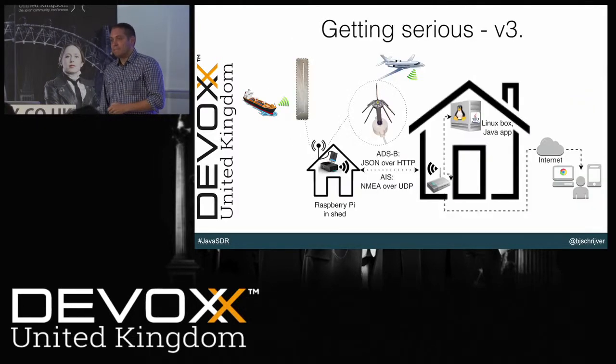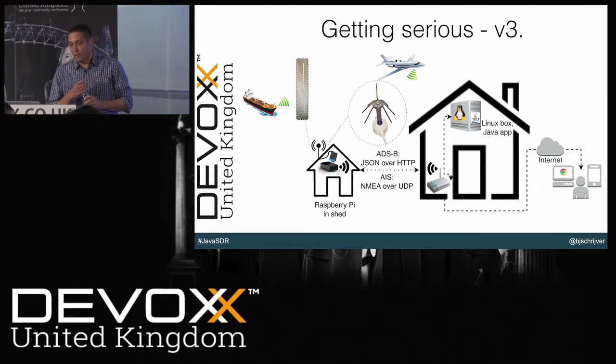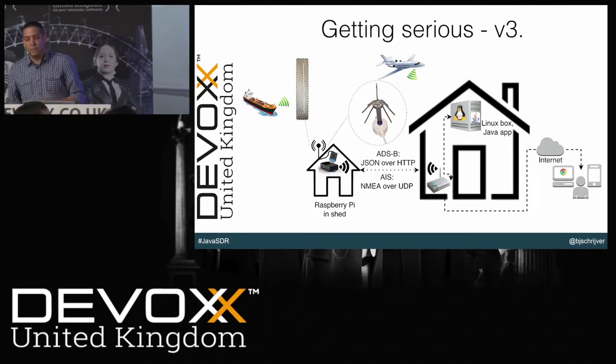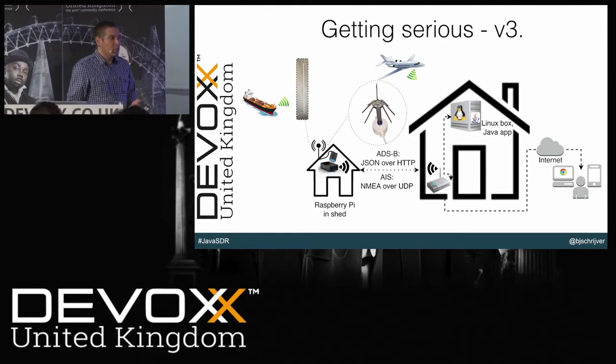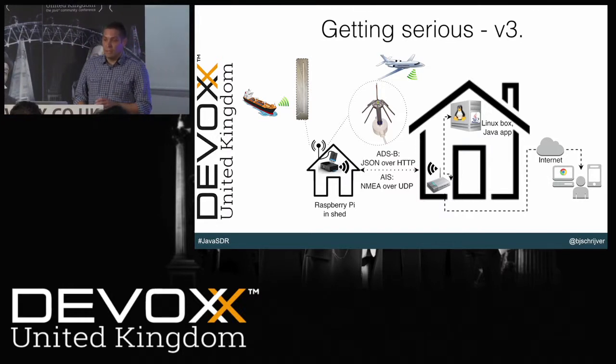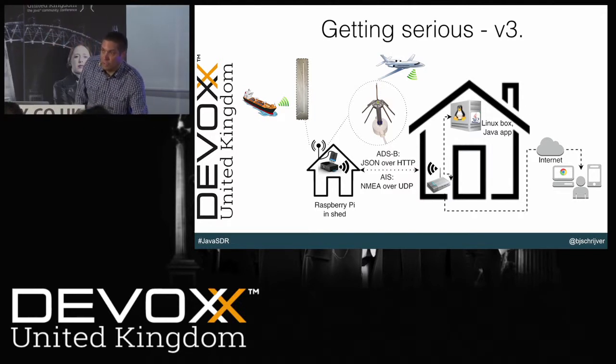So putting this all together, it's the same picture as you saw before, but with ships in there. So I'm decoding ADS-B using dump1090. It's JSON over HTTP. I'm decoding AIS using AIS decoder, and that results in NMEA over UDP. The Linux box is still in the attic. It's all connected through Wi-Fi, and it's available on the internet. And the data traffic is really low. It's at most a few kilobytes per second.